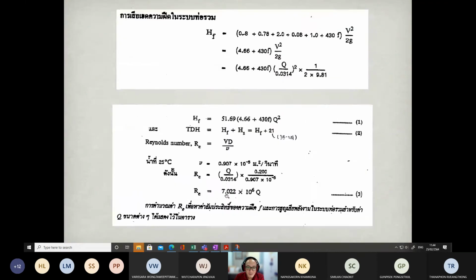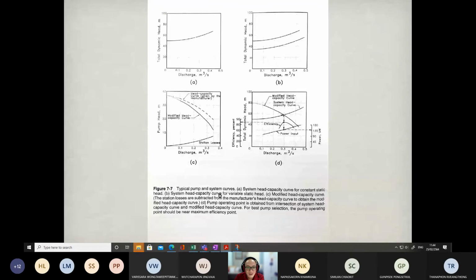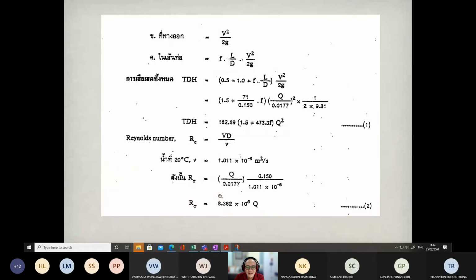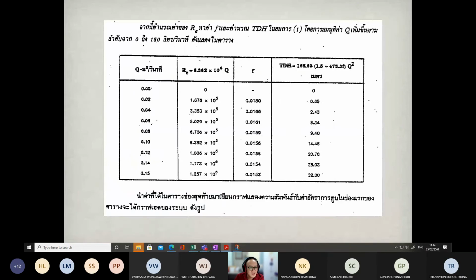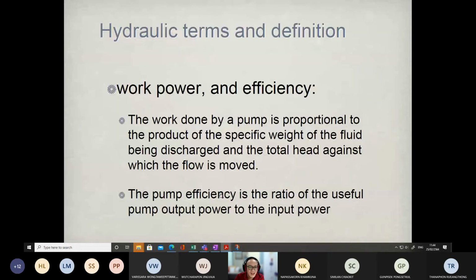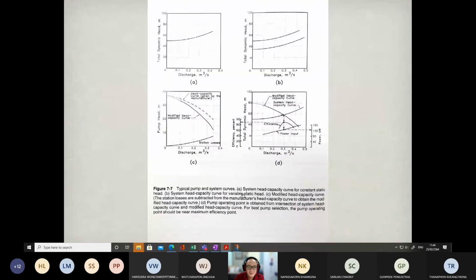Okay, I think for the pump issues we have now completed. Is there anything which I missed? Work, power, efficiency we have already talked about. Okay, just come back to this curve again, talking about the total dynamic head.